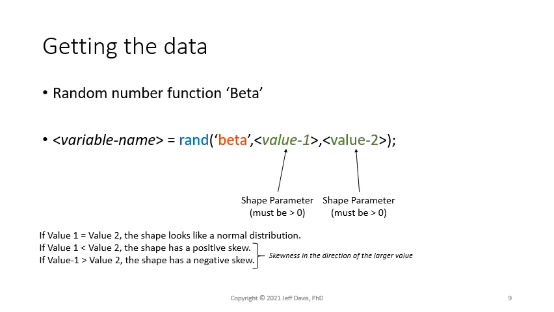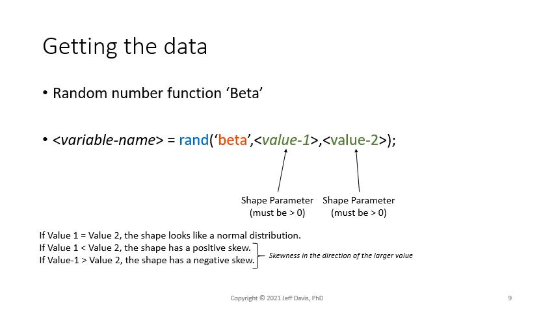But just as a general guideline, take a look down here towards the bottom of the slide. If value 1 and 2 are exactly the same, then you see a symmetric distribution. And at a certain point, if the values are the same, you'll get what looks like a normal distribution. And again, I'll try to point that out to you.